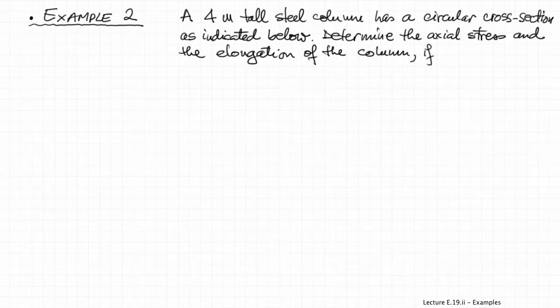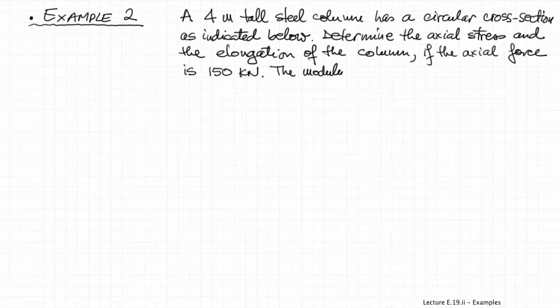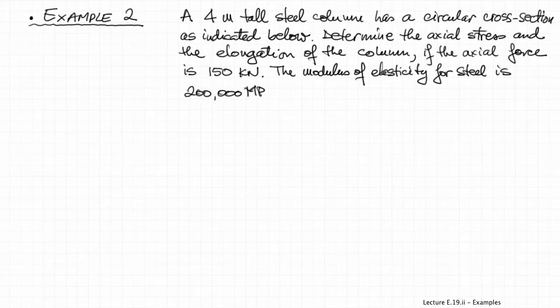One would have to determine the axial stress and the elongation of the column, similar to the previous problem, if the magnitude of the axial force is 150 kilonewtons. Again, the modulus of elasticity for the material, for steel in this case, is equal to 200,000 megapascals, which, as I mentioned earlier, is a typical value for structural steel.